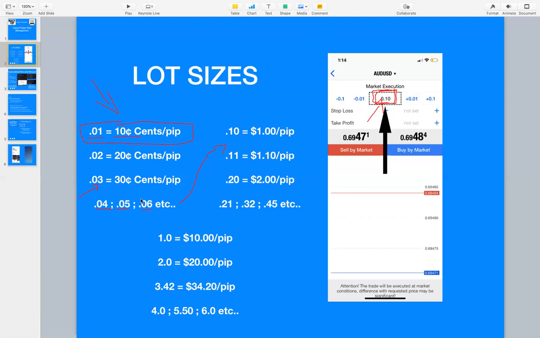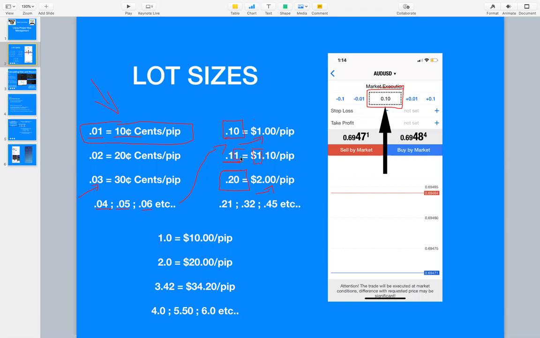So 0.09, add 10 cents to that. That's a dollar. So as soon as we go to that dollar, that is the lot size of a 0.10, which is the exact same thing that is located inside of this box right here. 0.10. So a 0.10 is simply $1 per pip. A 0.20 is $2 per pip. Now, you notice how there's a 0.10 and a 0.20? Well, what if it was a 0.11? Then it would simply be that dollar.